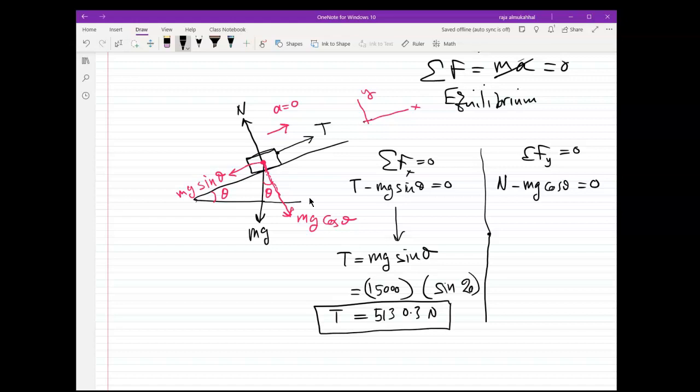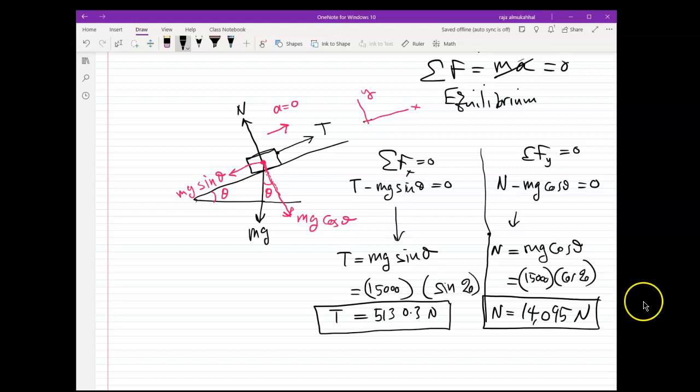Well, the normal, go back to this equation right here. The normal is going to be equal to mg cosine theta, and I have everything again: 15,000 times cosine 20. I'm using my calculator. 14,095, if I did it correctly, 14,095 Newton. And there we go. This is the normal vector that I have.